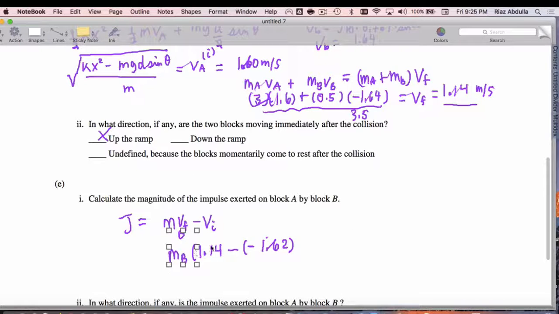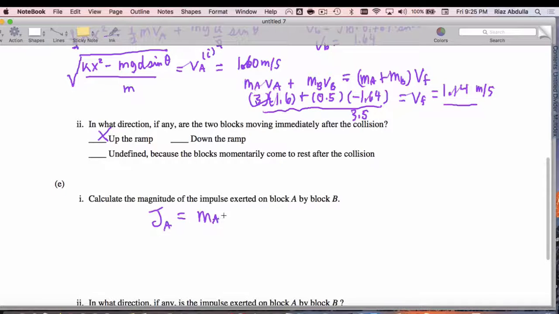So it's the impulse on A that we're looking for. By the way, B and A should give you the same number from Newton's third law, but let's just be careful. So the impulse on A is going to be M times A times the final speed, which is 1.14. So that's 1.14 minus 1.60. And our impulse is roughly going to work out to, I'm just going to round it a little bit, 1.4 Newton seconds.